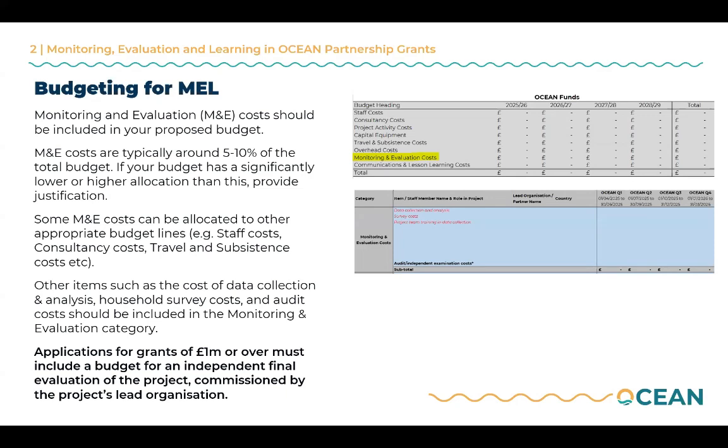And if your budget does have a significantly lower or higher allocation than this, you can provide justification for this in the template itself. Some of your M&E costs can be allocated to other appropriate budget lines, for example, the staff costs, consultancy costs, and travel subsistence costs. So use your judgment as to where it's best placed. Other items such as the cost of data collection, running a household survey, a baseline survey, should be included in the budget lines in the M&E category in the budget template.